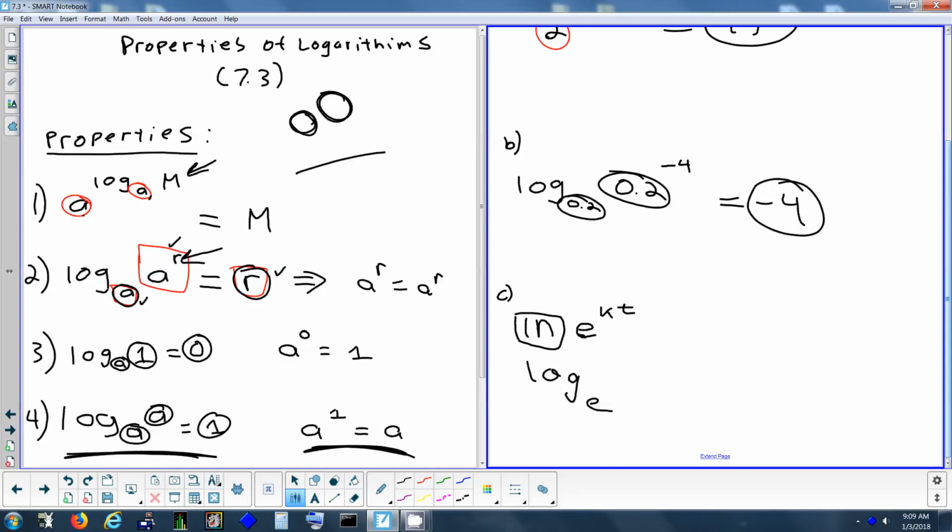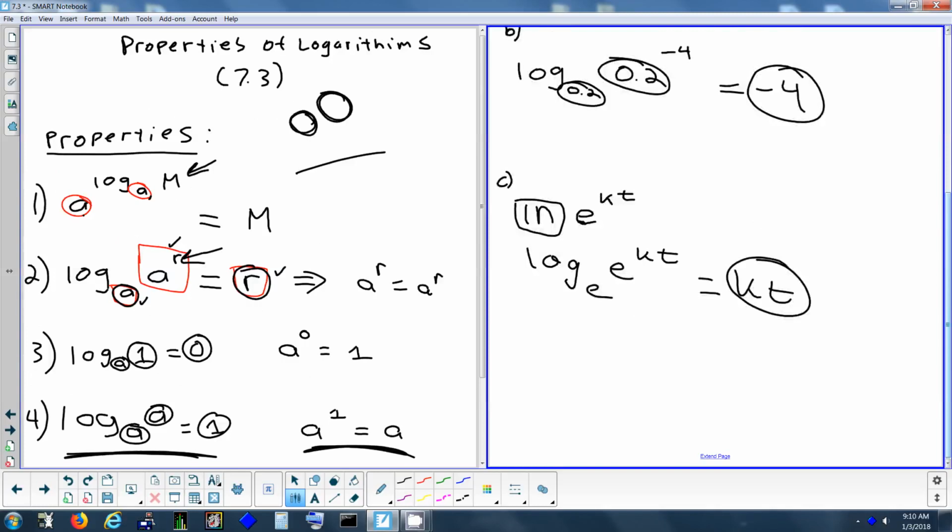Now write the rest of the problem. It's rule 2 because you have a log, and the base on the log matches the base on the argument to the log. So what would you get if you simplify that using rule 2? kt. Yeah, k times t, whatever that is. If we knew k or t, we could do that.